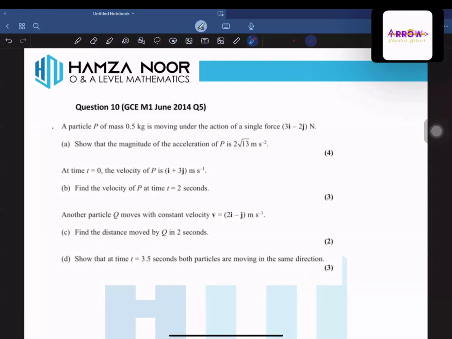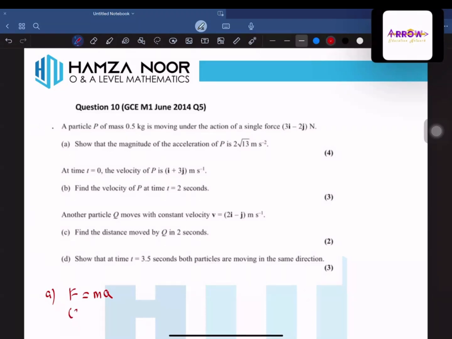Very simple question. As we know that we have a single force, we are going to use Newton's second law of motion, which is force is equal to mass times acceleration. Through this, first we are going to find the vector of acceleration in terms of i and j. We are going to find the acceleration vector, and then we are going to show its magnitude.